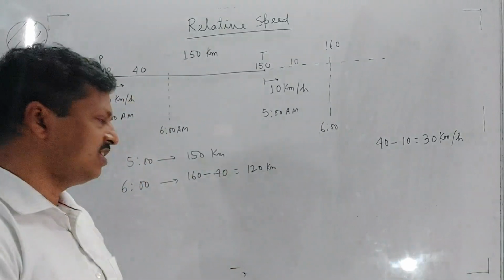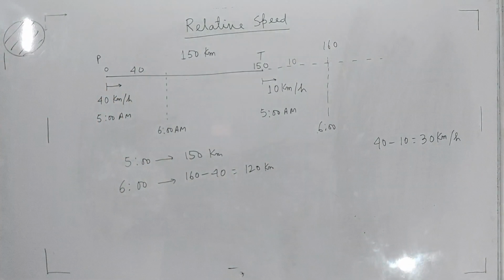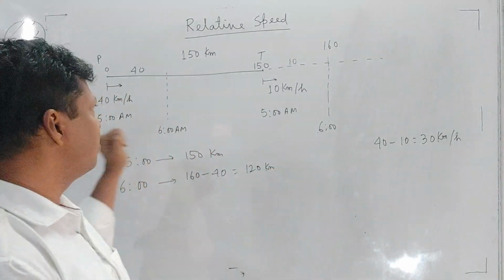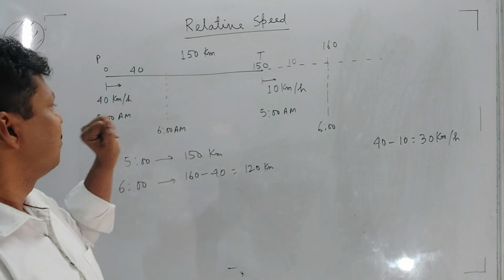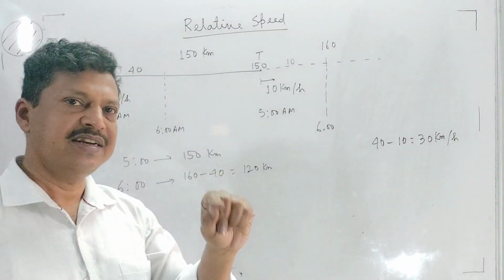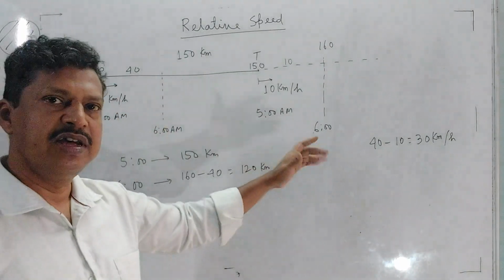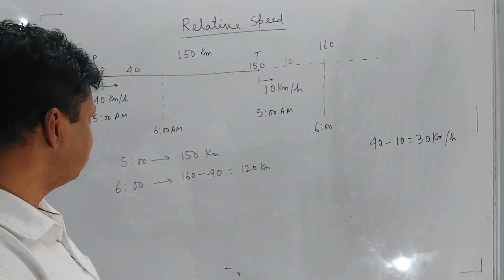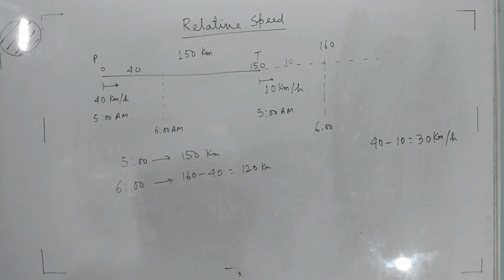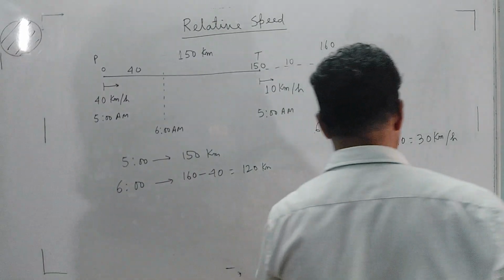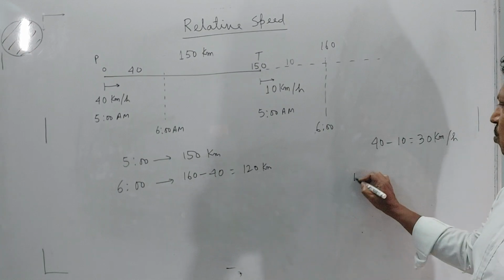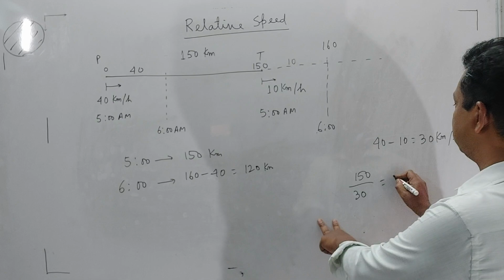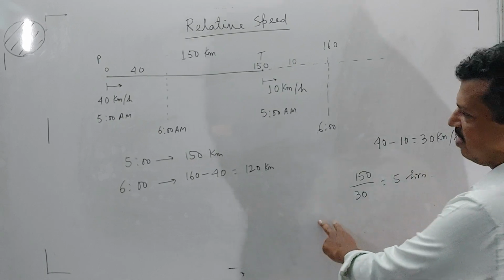So after how many hours they'll meet? Once again, the formula was same. It was applicable. So what is the formula? The formula says that the distance at the start, the starting is same, 5 am and 5 am. Distance at the start divided by relative speed. So what is the distance at the start? 150. 150 divided by 30. So 150 divided by relative speed is 30. So that will be 5 hours.